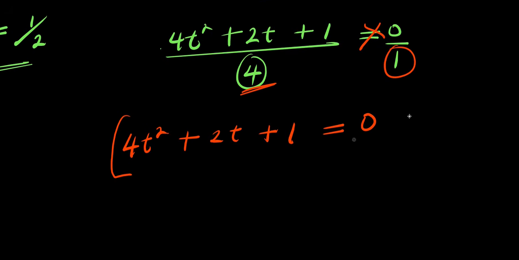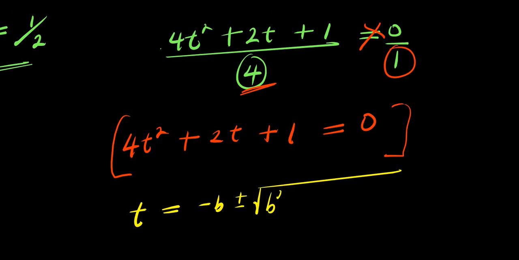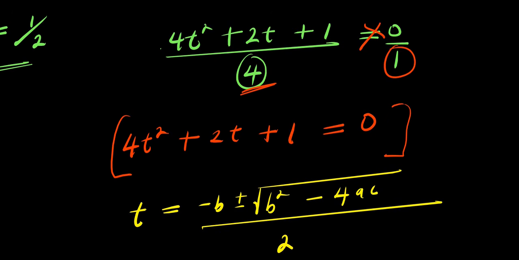So we have this. Now the next step we are going to take will be to solve this quadratic equation using the formula method. We write the formula in respect to t. We have t equals negative b plus or minus square root of b squared minus 4ac, divided by 2a. 4 is the coefficient of t squared. That is my a. That is my b. That is my c.